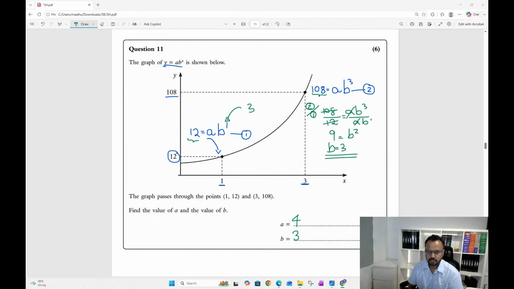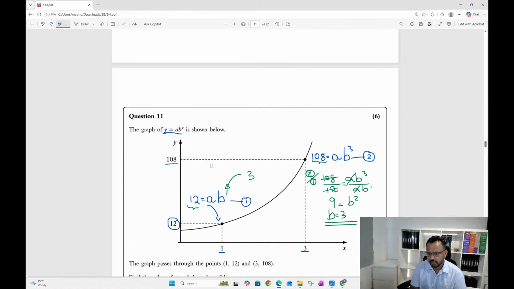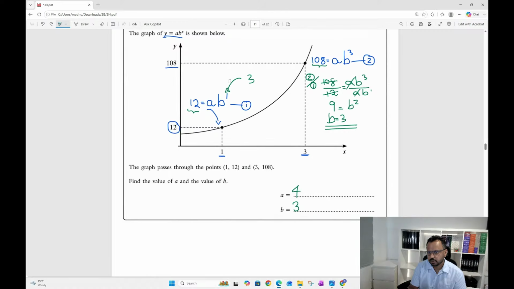Well done. That's the thing, guys. Sometimes you just have to just do it. I got 4, Zaina, because I know b is 3, right? So 12 is a times b, and b is 3. So a must be 4, isn't it? You with me?